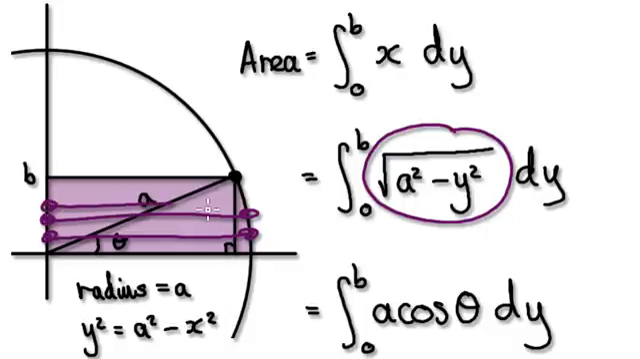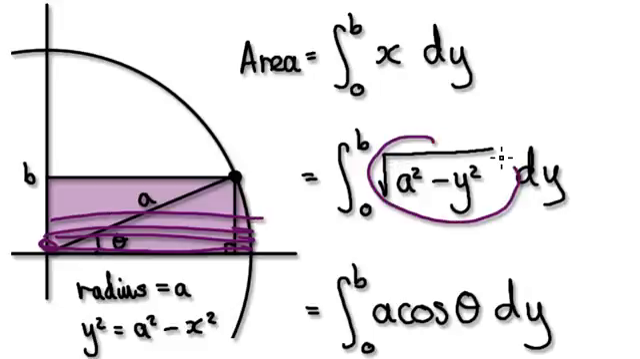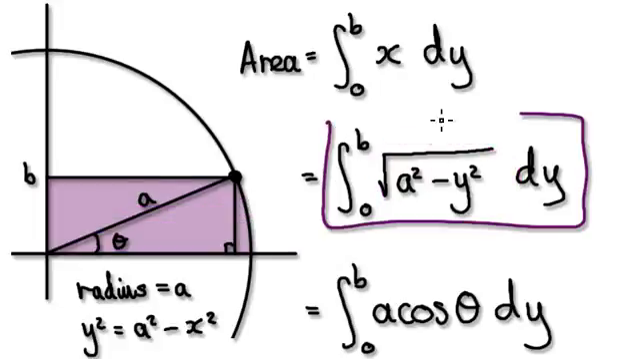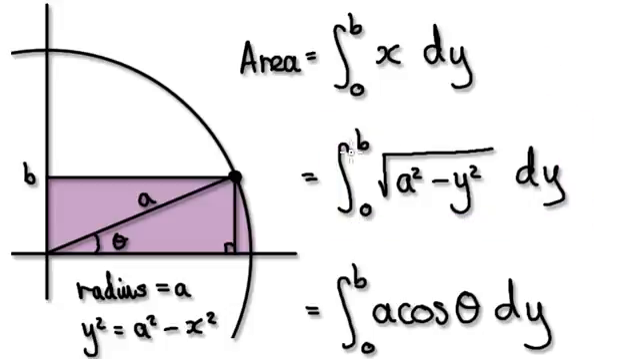As y is moving, as we're moving in the y direction, this thing here represents the x length from here to here. So we got to this stage, but currently our knowledge is not good enough to be able to integrate this. So we will need to change it to polar coordinates.